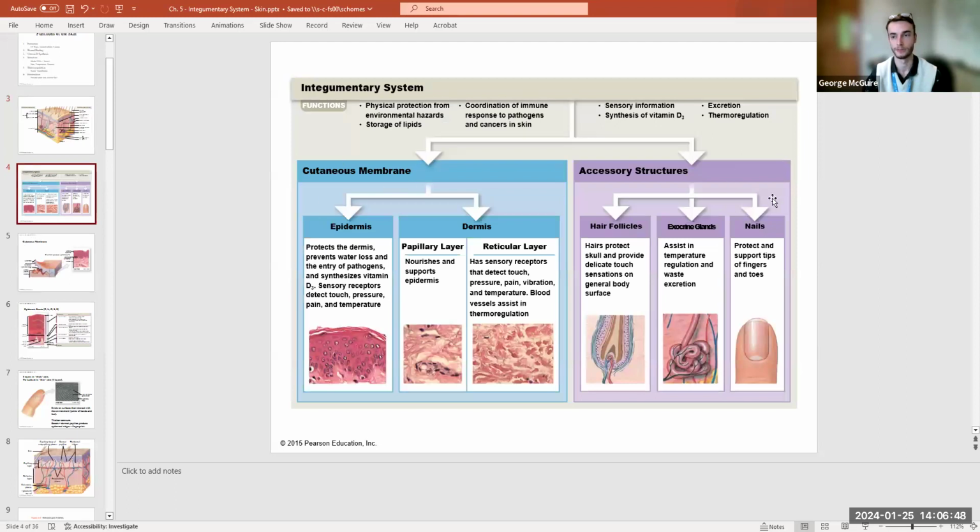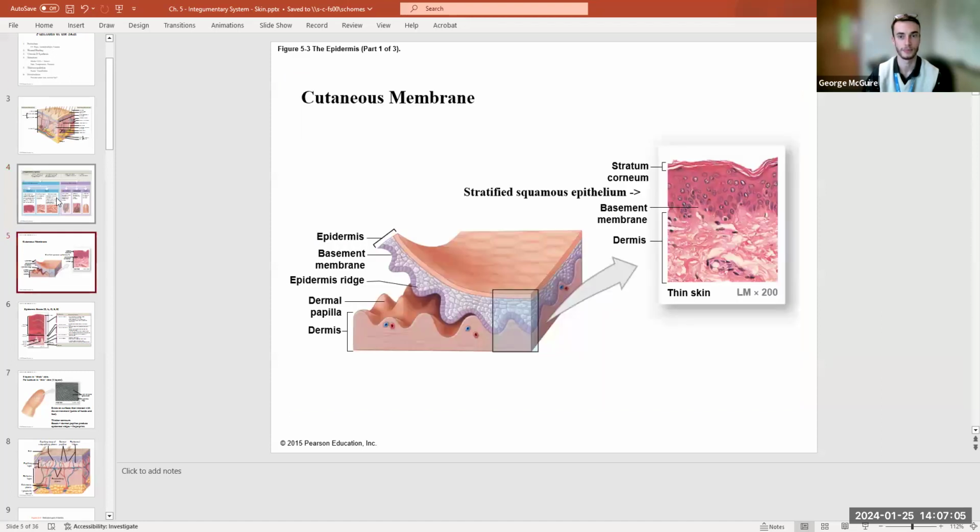So we'll also be looking at the accessory structures and what role they play in the functions of our integumentary system. So we'll take a closer look at hair follicles and hair, the various types of glands that we have present in our integumentary system, and then a little bit about the structure of nails as well.